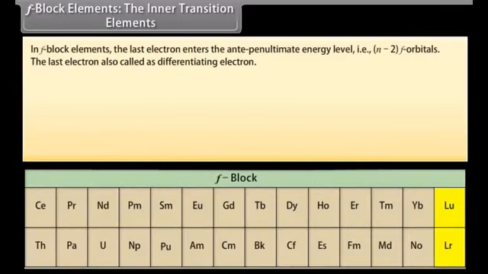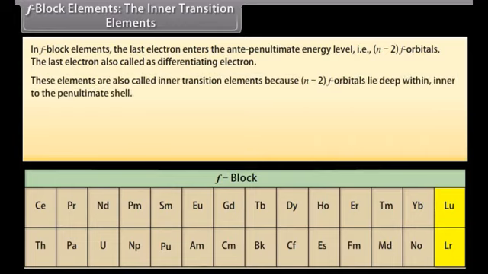f-block elements. The inner transition elements. In f-block elements, the last electron enters the anti-penultimate energy level, that is (n-2) f orbitals, where n can be 6 or 7. The last electron is also called the differentiating electron.